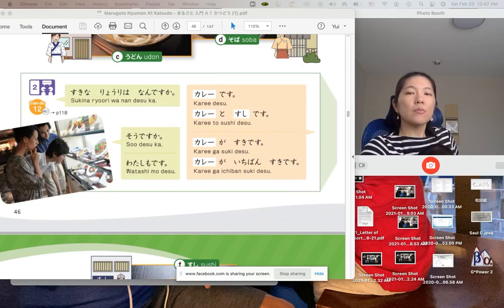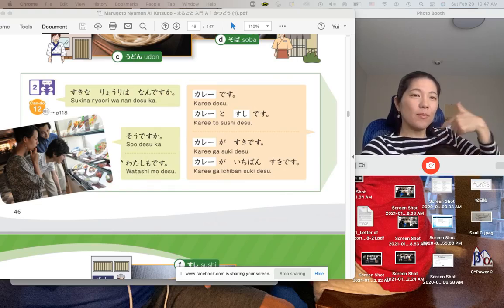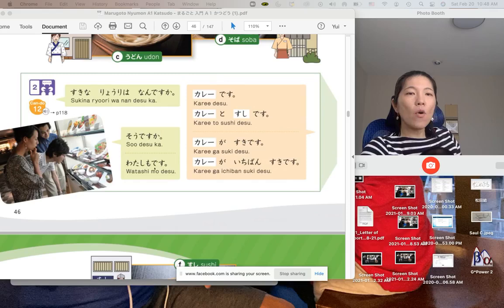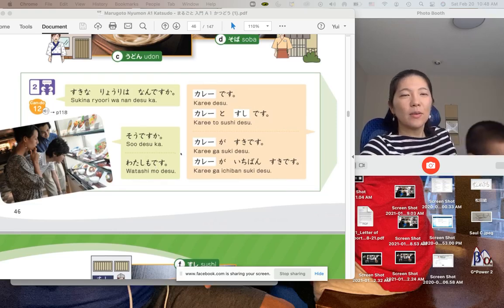And then how do you respond? そうですか. You heard that, right, in the dialogue. そうですか. I see. 私もです. 私 is me, I. も makes it like "also." So I like it too. If you say カレーです. そうですか. 私もです. Like, I see. I like curry too. So you can practice like that.